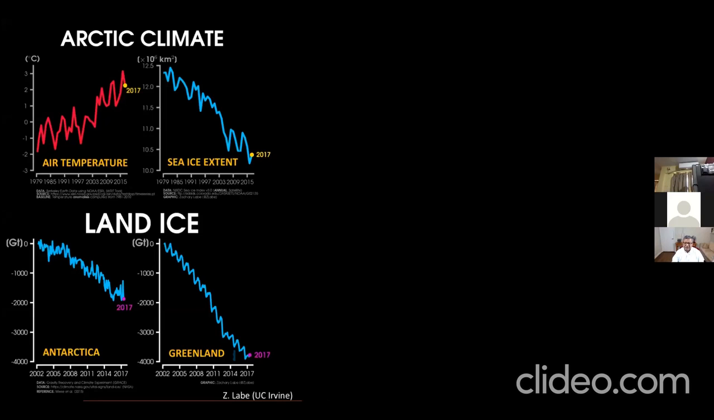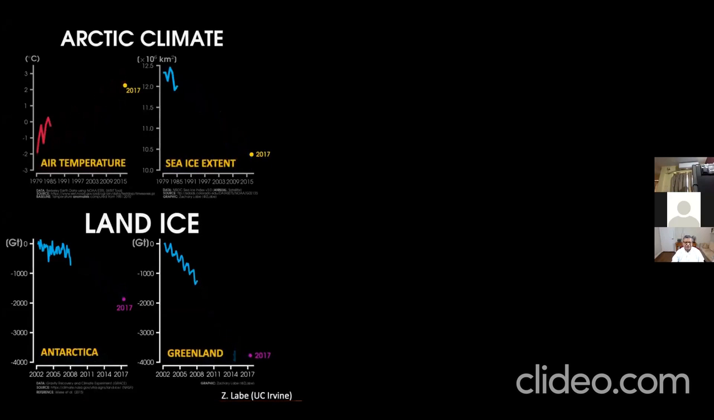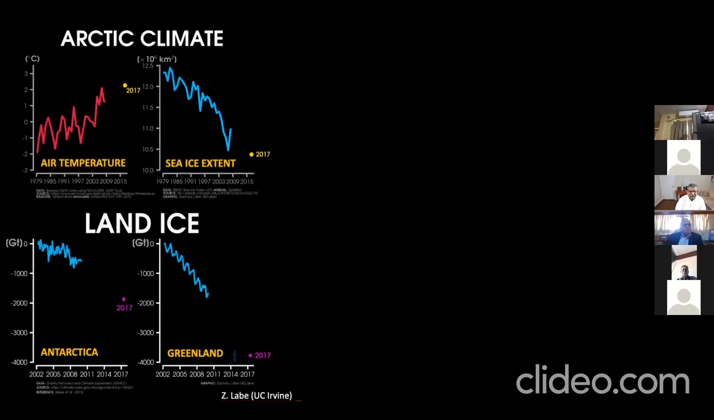The impact of this is not uniform across the world. Let me just show you what is going on in the Arctic. The Arctic air is warming at a rate much higher than the global average. The global average temperature rise is about 1.2 degrees from the pre-industrial level, but the air temperature has gone up by about 3 degrees in the Arctic, 3 or 4 degrees.